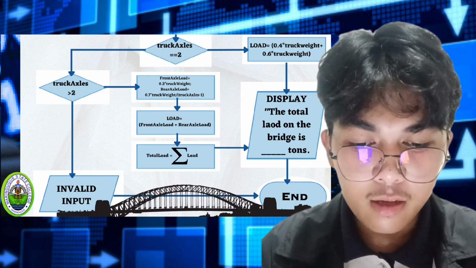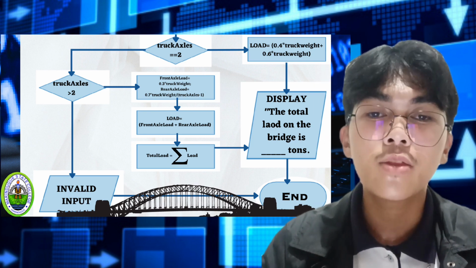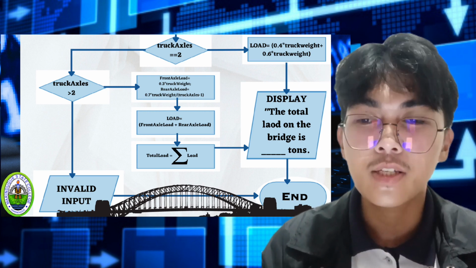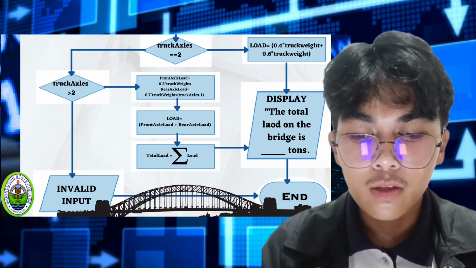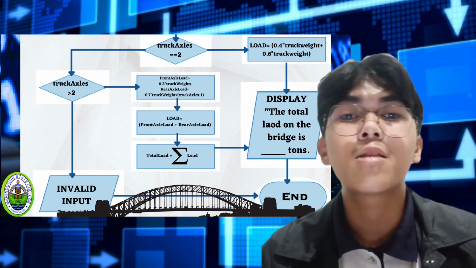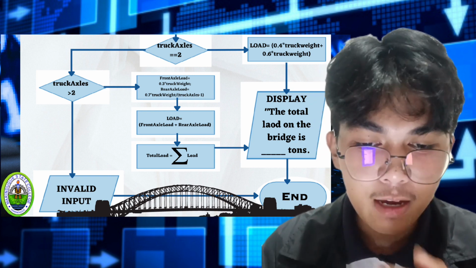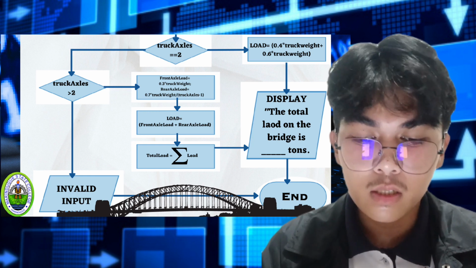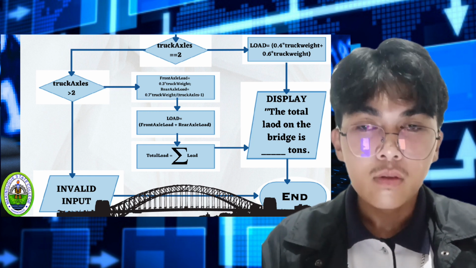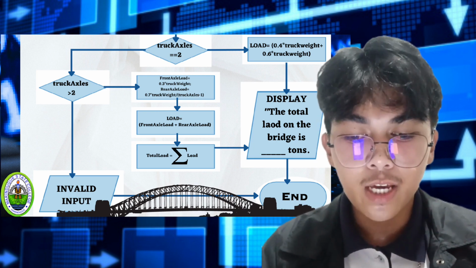On the other hand, if that particular statement turns out to be false, then it will undergo another condition, wherein the condition is if the truck axles is greater than 2. So if there are two or more axles in that particular vehicle, then it will undergo this segment of the program. Load is equal to front axle plus the rear axle. So all in all, the total axles are going to be summed up in order to gain the load of that particular vehicle.